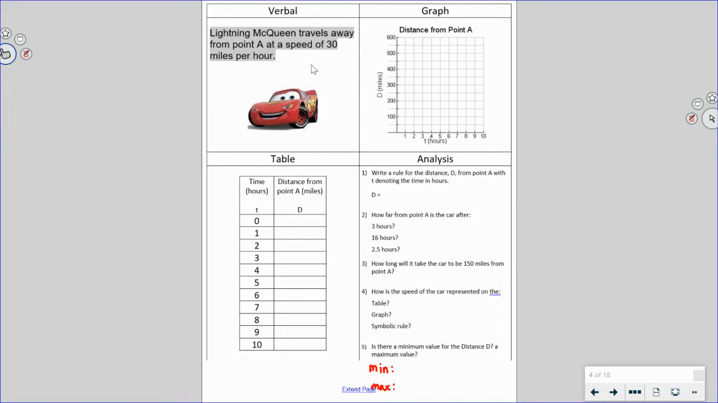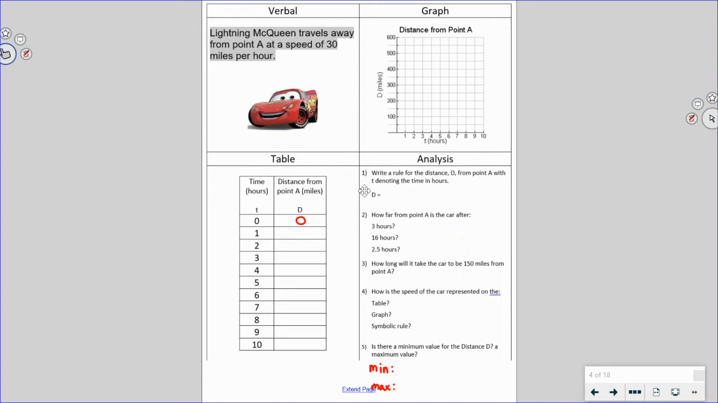Now notice here, the words are given to us. Can we take these words and represent the same relationship graphically with points on a coordinate plane, with a table of values, and analyze it starting with writing an equation? Most students prefer to go with the table, so let's start with the table, shall we? Let's see here. Well, it doesn't say he started anywhere. If he's at point A, he's not gone anywhere, so let's just say point A, shall we?